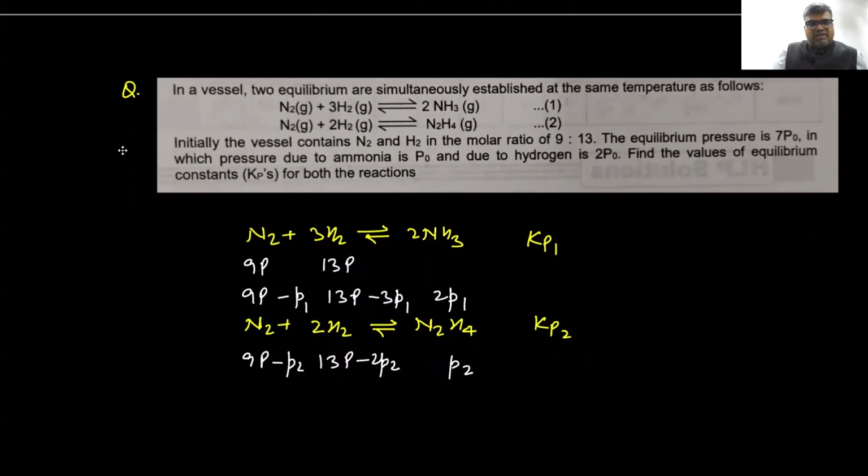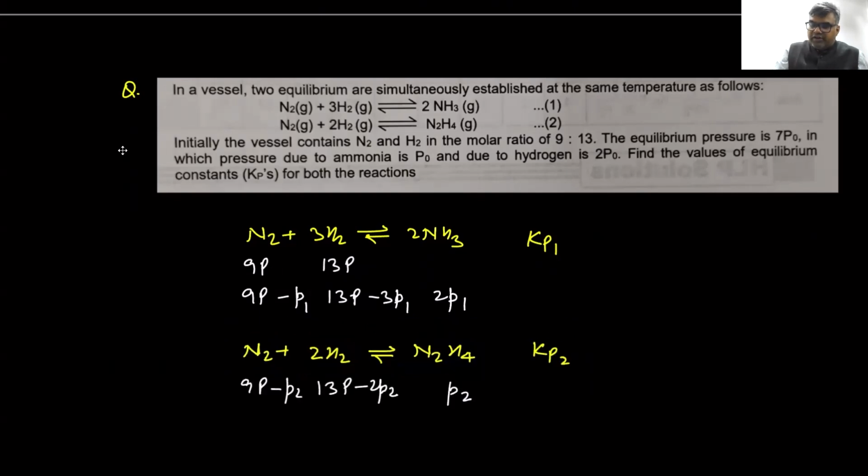Now, since both are simultaneous equilibria, whatever pressure has decreased in the first step must be decreased in the second step also. So here we have to do minus P2, here we have to do minus 2P2, and in the bottom expression we have to do minus P1, and here minus 3P1, because the partial pressures of nitrogen and hydrogen will be a constant value in both the expressions. Is that clear?